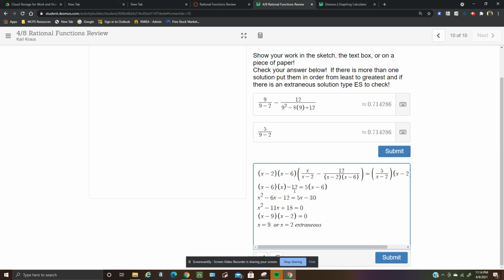And then both of these cancel. You get minus 12. Then on the right, x minus 2 cancels. You get 5 times x minus 6. Do the distributive property on both sides. Combine, well, there's no combining like terms here. I just subtracted 5x and added 30 to both sides to get this equation. Then the factors of 18 that give you a negative 11 are negative 9 and negative 2. So x equal 9 or x equal 2.